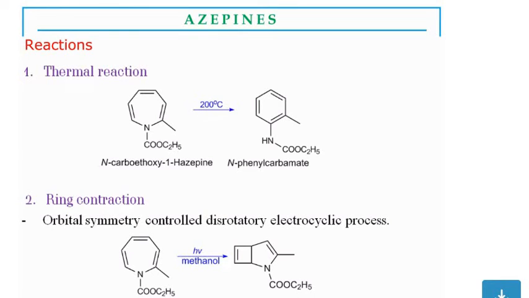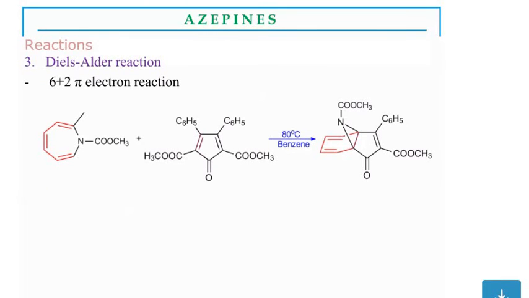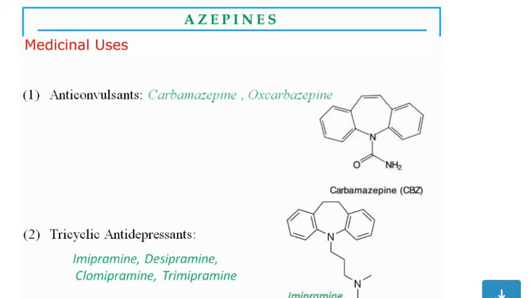The thermal reaction undergoes at 200 degrees Celsius, then it loses the heterocyclic ring forming the aromatic ring N-phenyl carbamate. Ring contraction, you can see the product. Diels-Alder reaction forming an adduct.